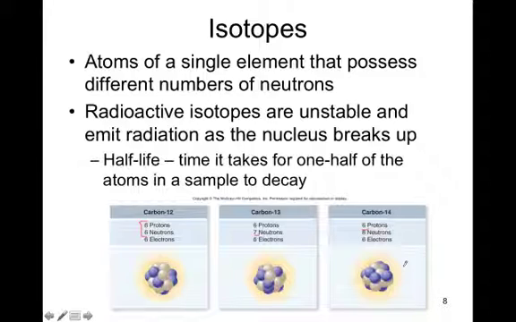The half-life is the time that it takes for 1/2 of the atoms in a sample to decay. We often use this radioactive isotope, carbon-14, in carbon dating. And it works like this. The half-life of carbon-14 is 5,730 years. So if we had 1 gram of carbon today, in 5,730 years, we would have 1/2 a gram of carbon.